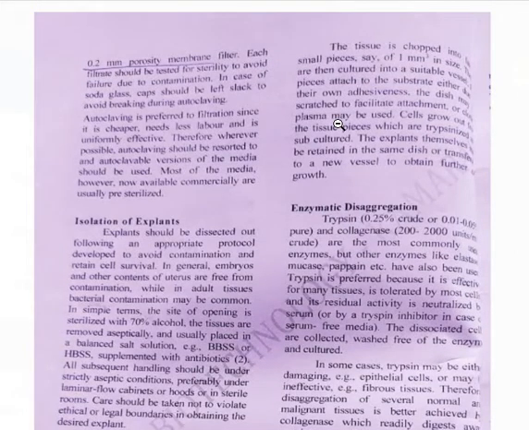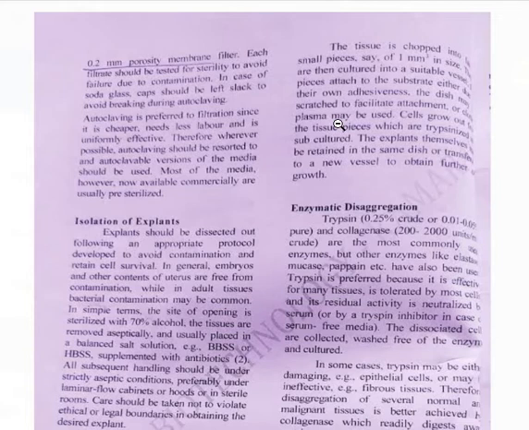Here, the tissue is chopped into small pieces, it may be 1 millimeter cube in size. Then they are cultured in suitable vessels. The pieces are attached to the substrate either due to their own adhesiveness, or the dish may be scratched. You can scratch the dish to facilitate attachment, or plasma may be used. Cells that grow out of the tissue pieces are trypsinized and subcultured. The explants themselves can be retained in the same dish or transferred to a new vessel to obtain further cell growth. So this is the mechanical method.